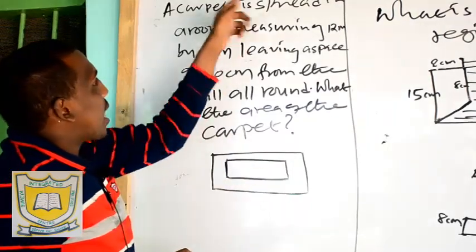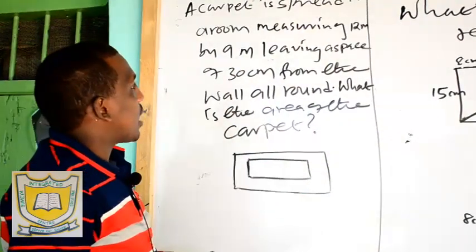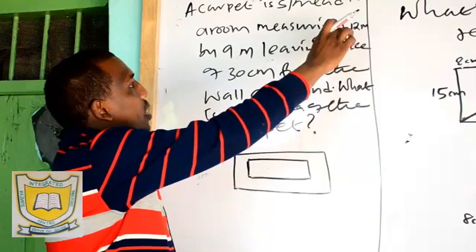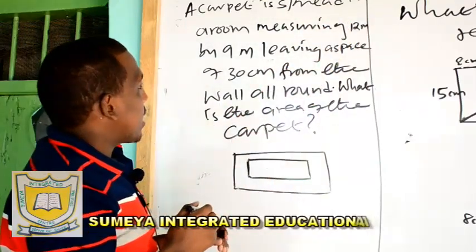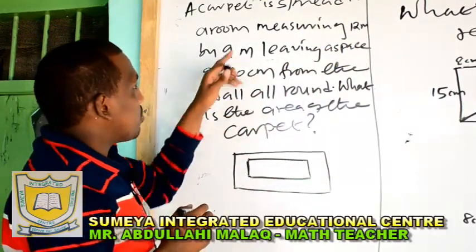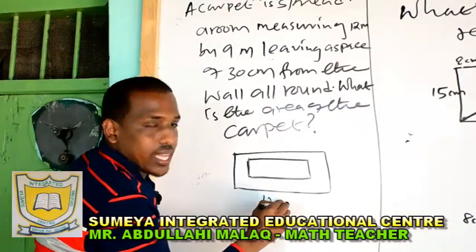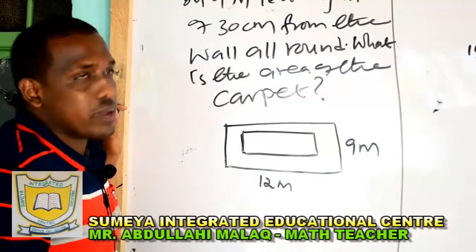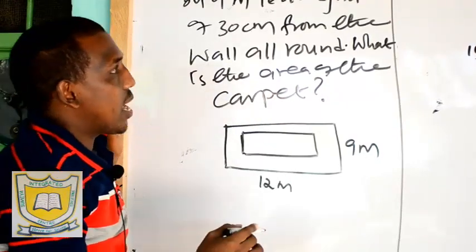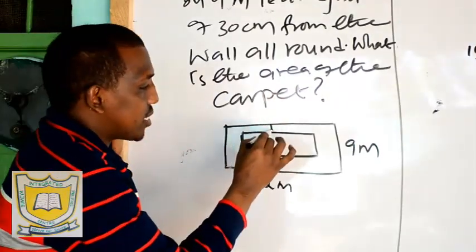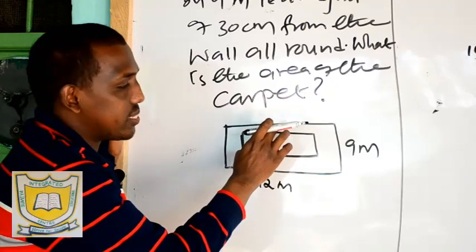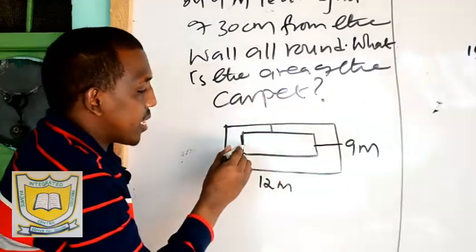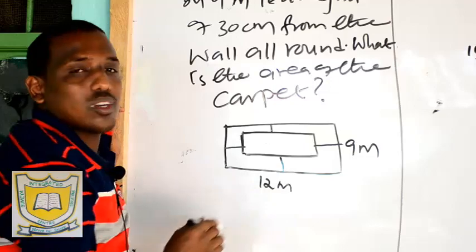Then they said a carpet is spread in a room measuring 12 meters by 9 meters, leaving a space of 30 centimeters. So a room 12 meters by 9 meters, leaving a space of 30 centimeters. This is the space now. The space from the wall, the carpet is here. This is another space. This is another space. Those are the spaces now.